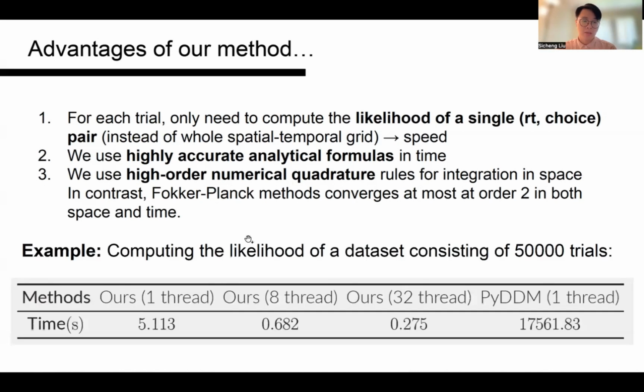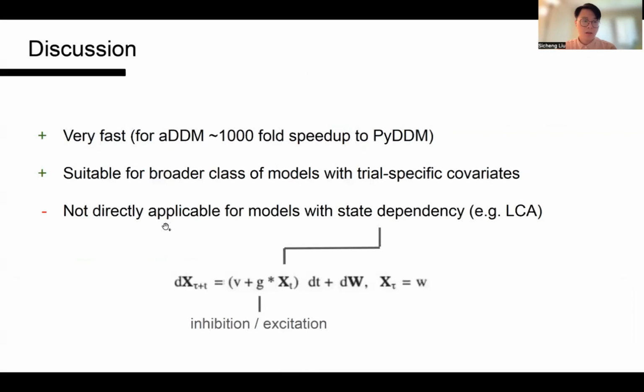Here we show the timing test for computing the likelihood of an attentional drift diffusion model on a dataset of 50,000 trials. The serial performance of our method outperforms the Fokker-Planck method by several orders of magnitude, and our method can also be parallelized by OpenMP, and we get good linear scaling of the parallelization. So our method is very fast and suitable for models with trial-specific covariates. However, it's not directly applicable to models with state dependency, for example the Ornstein-Uhlenbeck process shown here.